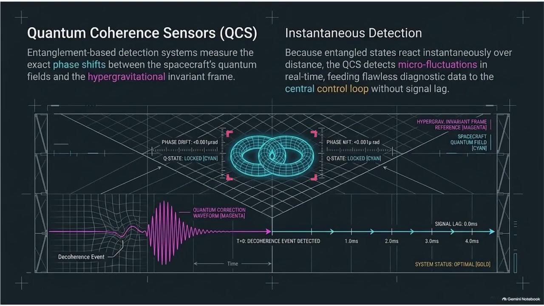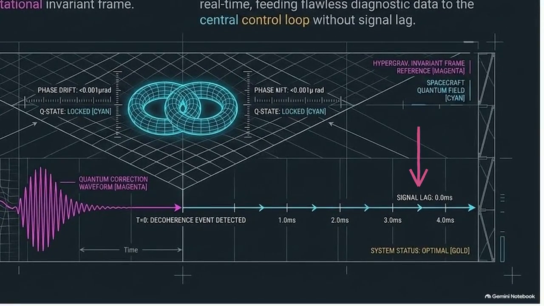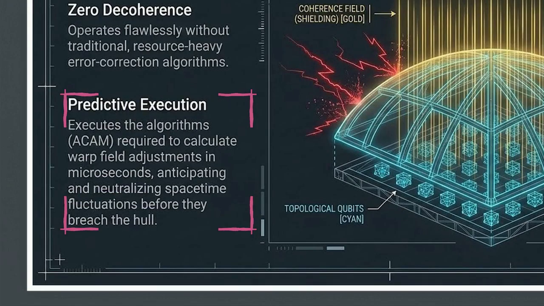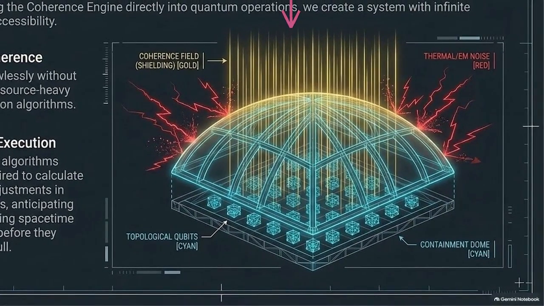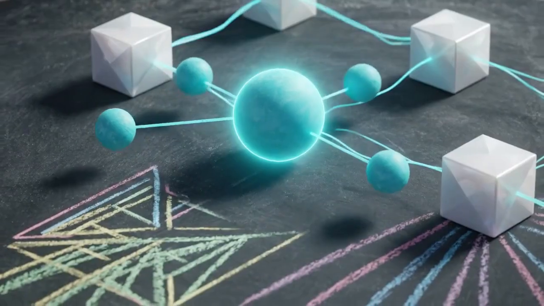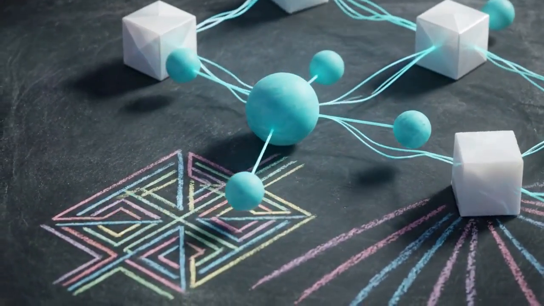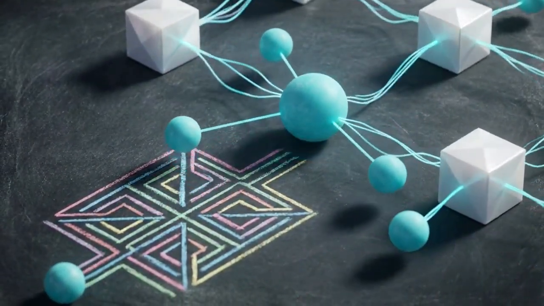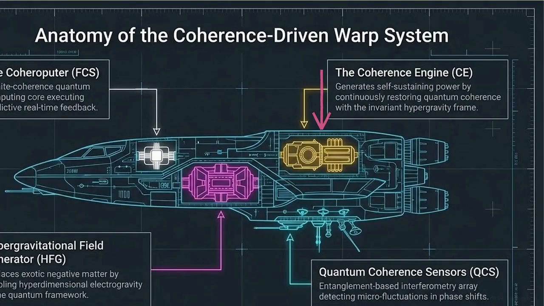Maintaining this state requires the quantum coherence sensors, or QCS. They monitor micro-fluctuations and phase shifts via entanglement, providing diagnostic data with zero signal lag. This lag-free data allows the coheroputer to execute predictive algorithms. It adjusts the warp field in microseconds, neutralizing space-time fluctuations before they can breach the hull. Successfully bypassing the speed of light depends on this deterministic, lag-free feedback loop to manage the extreme data processing of the warp field.